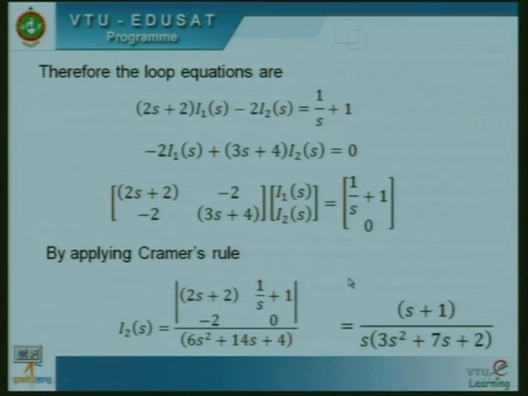And if I apply Cramer's rule, how do I apply it? First, let me try to solve for the current I2 of S. To solve for I2 of S, we must replace the coefficients of I2 by the right hand side vector. The determinant of this matrix divided by the determinant of the original matrix gives me the expression for I2 of S. If I simplify, I2 of S happens to be S plus 1 divided by S into 3S square plus 7S plus 2.